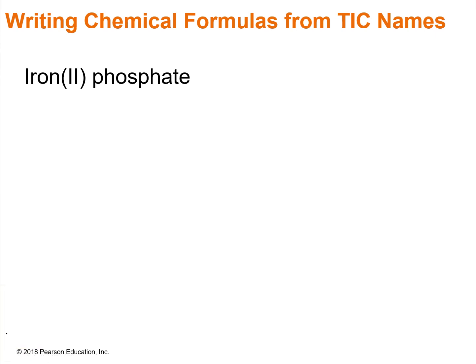Now let's write a formula that has a transition metal. We know it's a transition metal because we see the Roman numeral. So we don't even have to go to the periodic table. We're already told what this cation is. Iron is Fe, and because there's a 2 in parentheses, it means that the charge is 2+. Phosphate, you're going to go to your chart and find it, and it's PO4 3-.